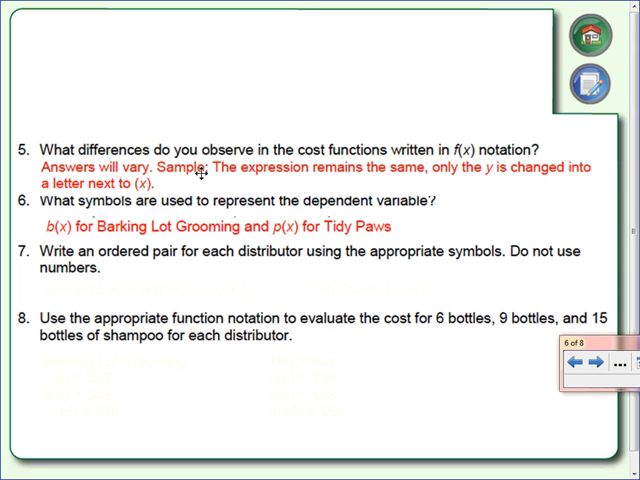Each of those represents the dependent variable. Number 7, they want us to write an ordered pair for each distributor using the appropriate symbol. Do not use numbers. So we want to write an ordered pair, but we don't want to use numbers. And we're going to do it for each of these, for barking lot grooming and for the tidy pause. So here it is. Barking lot grooming. The ordered pair we have is x and b of x. We just said on number 6 that b of x was the dependent, the y. We also said that p of x was going to be the dependent for the tidy pause. These are the ordered pairs.